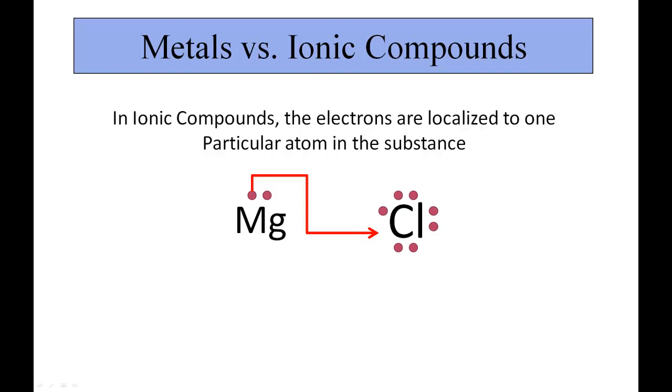Alright, let's talk about the differences between metals and metallic bonding versus salts or ionic compounds. In ionic compounds, the electrons are localized to one particular atom in the substance. For example, this magnesium would transfer an electron over to this chlorine, and we assume that that electron is localized to that one chlorine forever.